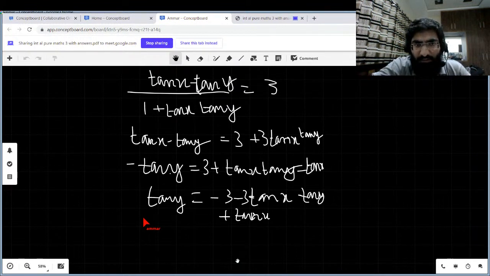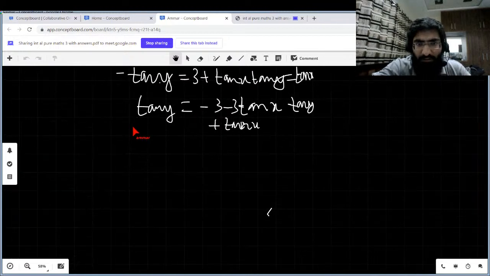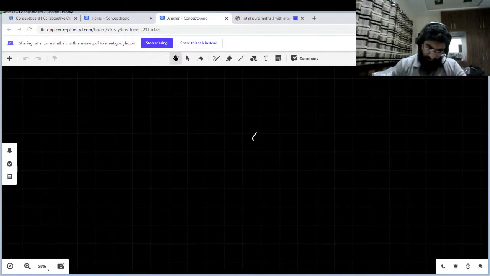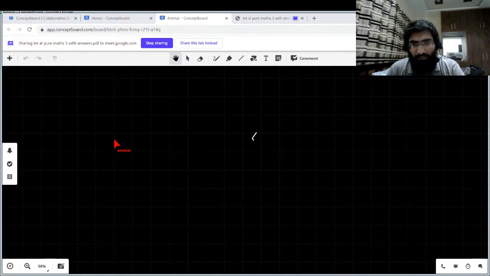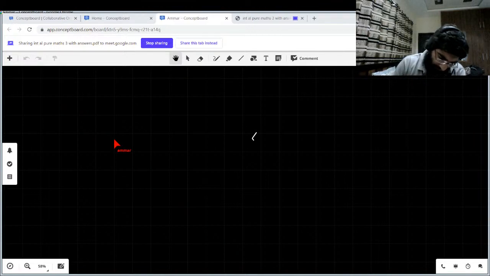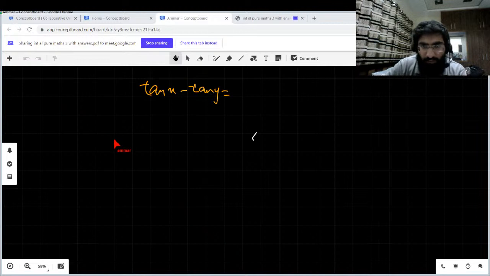Tan x minus tan y over 1 plus tan x tan y. Till that point it's correct. Let's see what we can do after that one. Okay, so tan x minus tan y is equal to 3 plus 3 tan x tan y.